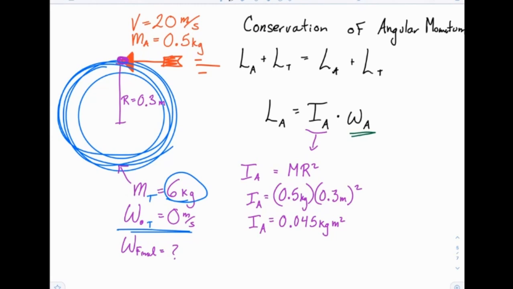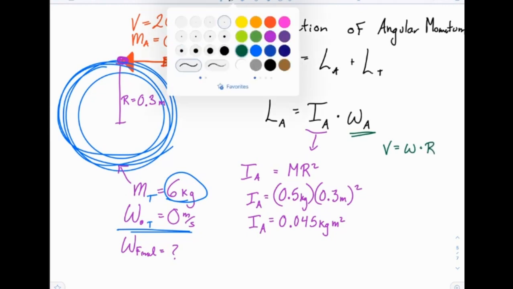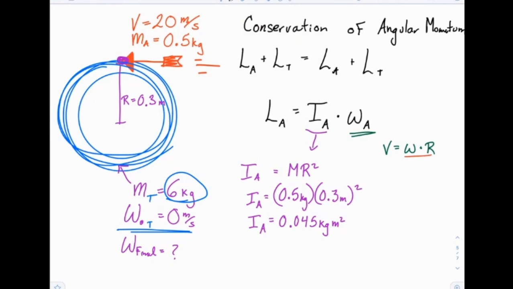And I'm going to remember that my velocity is equal to my angular velocity times the radius. And since I'm trying to find angular velocity, I'm going to divide both sides by r. And that means that my velocity divided by radius is equal to my angular velocity. So I just need to plug in those numbers. So I get 20 divided by my radius, which was 0.3, and I will get 66.6 going on forever as my angular velocity.